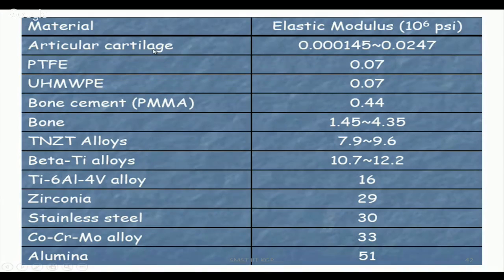You can say articular cartilage modulus is 0.000145 psi. PTFE, polytetrafluoroethylene, modulus is 0.07 psi. Bone cements 0.44. Bone, of course, has a range. Alloys, we can see, have very different types of modulus, and ceramics has the highest modulus. Okay.